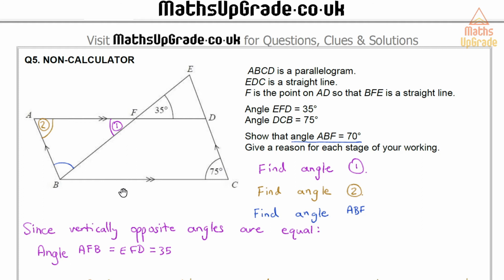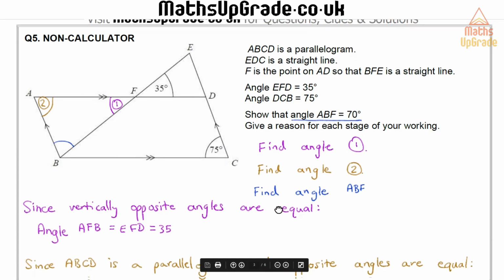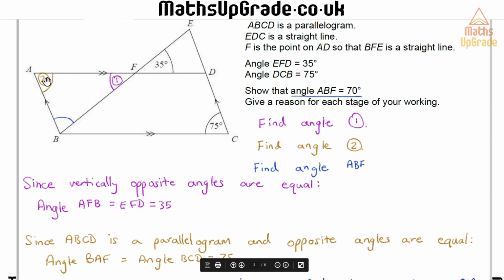So first of all, because vertically opposite angles are equal, I know that angle 1, this angle AFB here, must be the same as angle EFD, 35 degrees. So there's my reasoning. That sentence needs to be written down. Secondly, because shape ABCD is a parallelogram, I know the opposite angles in a parallelogram are equal. So therefore, this angle 2 must be 75 degrees.